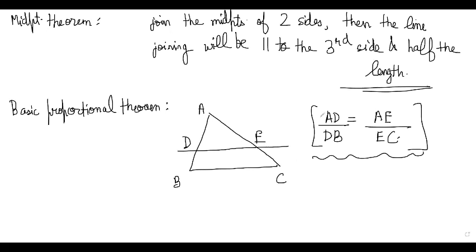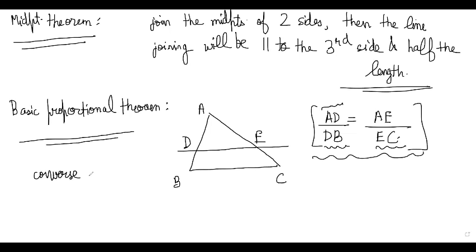And the converse of this is also true. That means that if someone says that I have drawn a line which cuts two sides of a triangle and the ratio in which it cuts the sides is same, then that means that the line is parallel to the base of the triangle. So for both midpoint theorem and basic proportionality theorem, converse is also true. That is a very important fact that everyone must know. And again, the proof is in standard textbooks, so we'll not discuss the proof so much because otherwise it will be a waste of our time, I think.